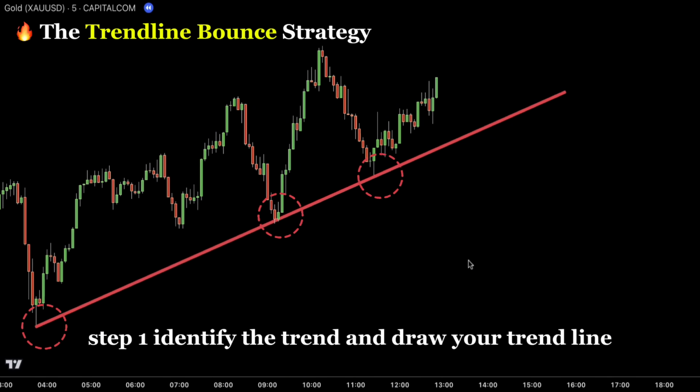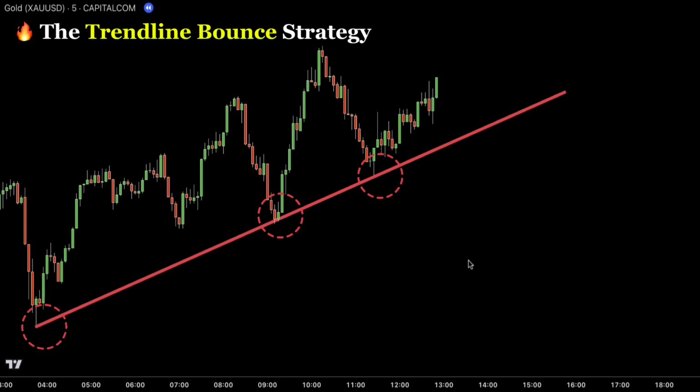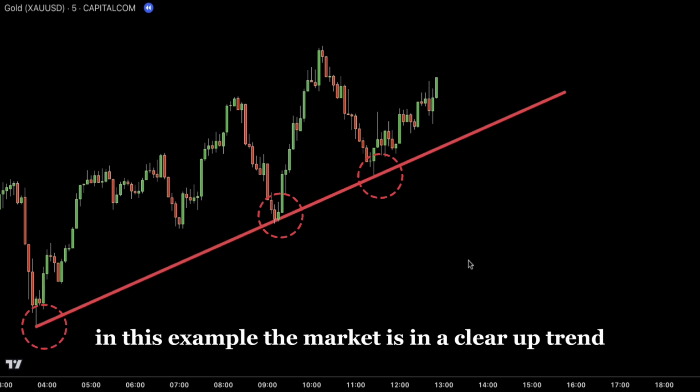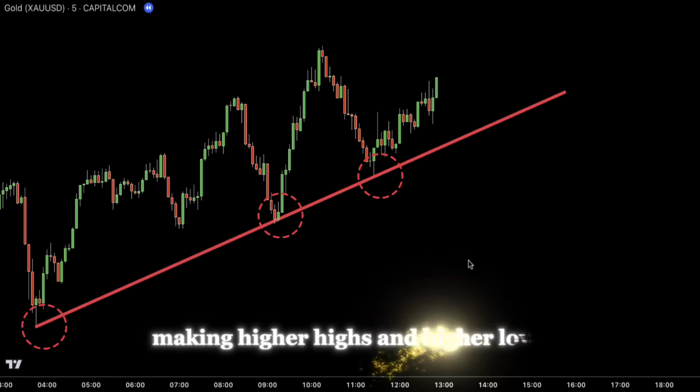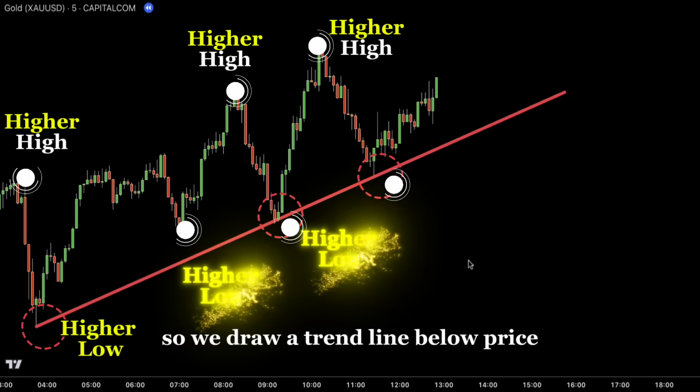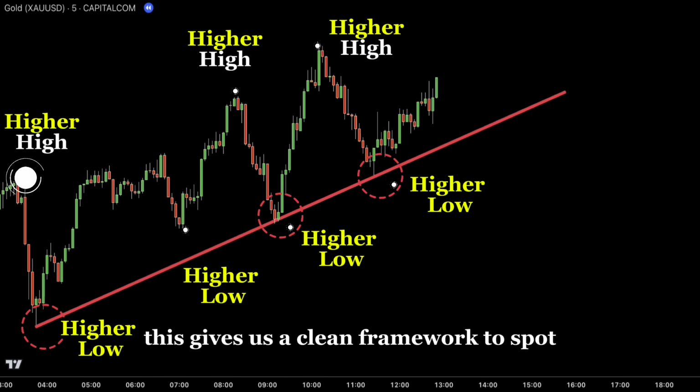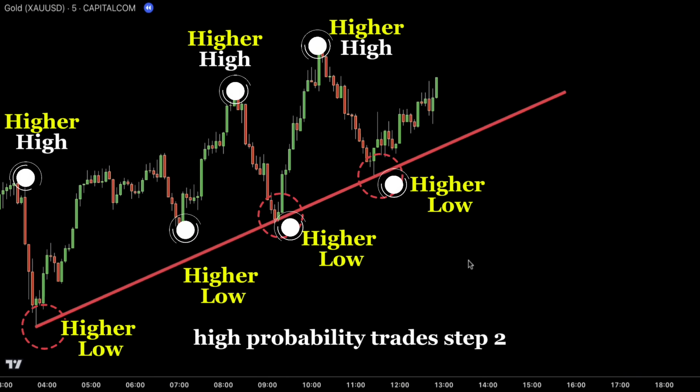Step 1. Identify the trend and draw your trend line. First things first, analyze market structure. In this example, the market is in a clear uptrend, making higher highs and higher lows. So we draw a trend line below price connecting the swing lows. This gives us a clean framework to spot high probability trades.